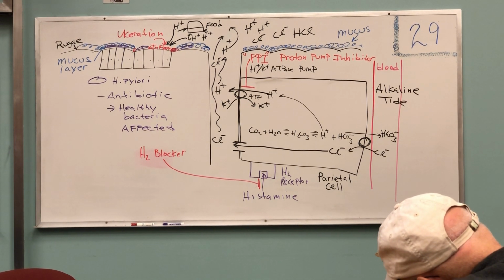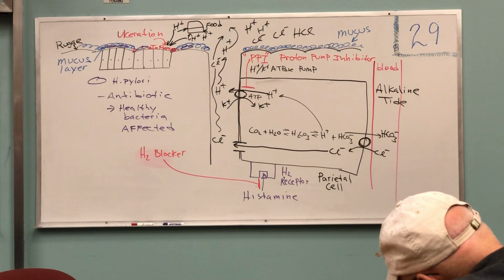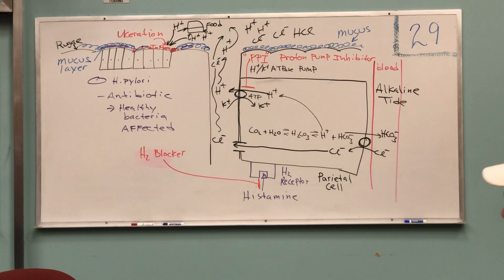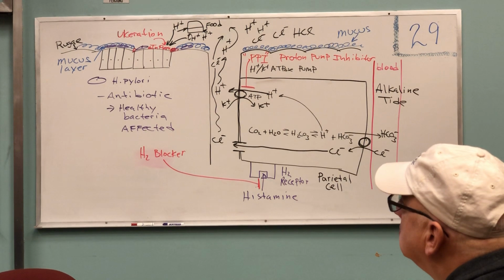Now you guys actually recognize these. Maybe not by the formal name of H2 blockers and PPIs, but you've probably seen these commercials for Xantac and Prilosec. Xantac is an H2 blocker.